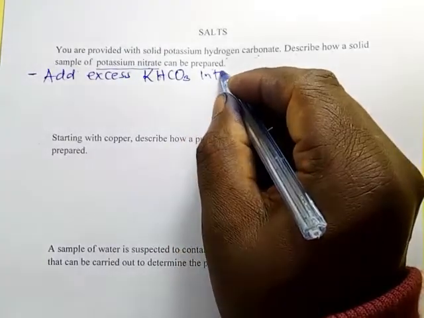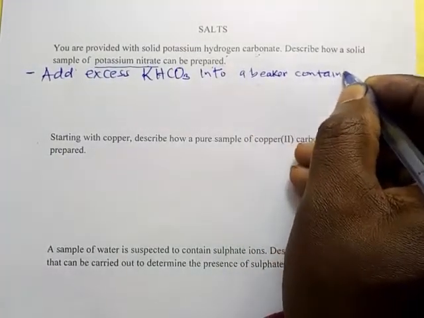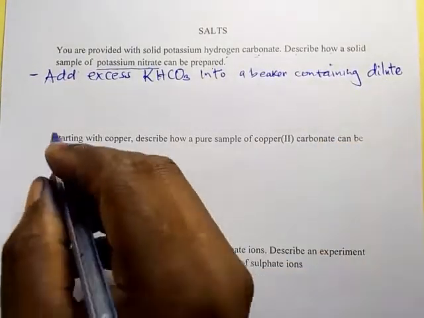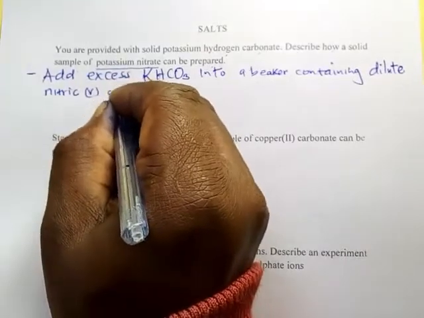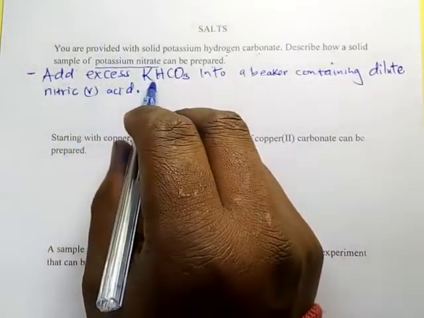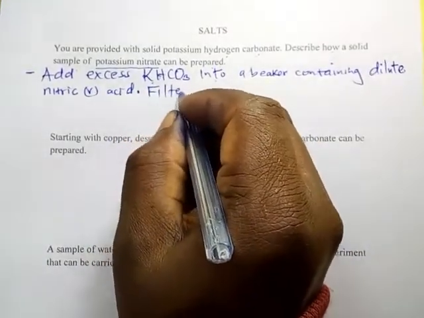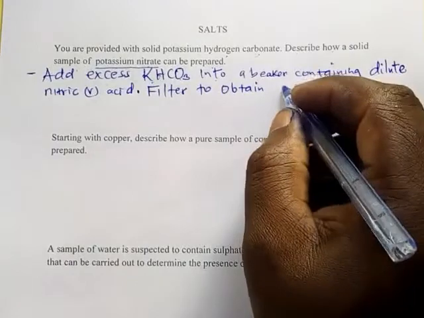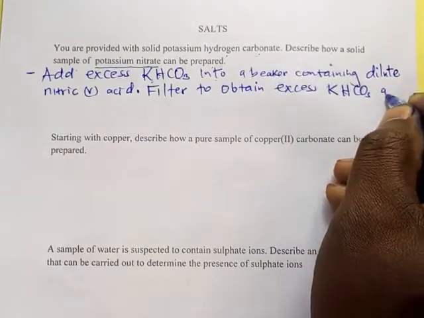into a beaker containing dilute nitric acid. So because you have added potassium hydrogen carbonate in excess, you have to filter so that you can remove the excess. So the next one is to filter to obtain excess potassium hydrogen carbonate as the residue.